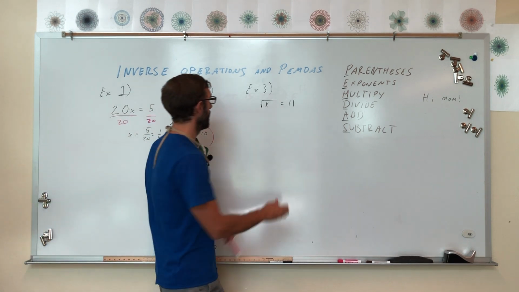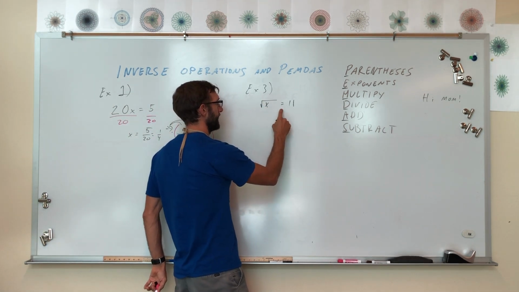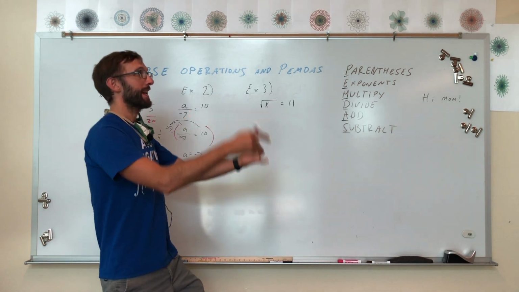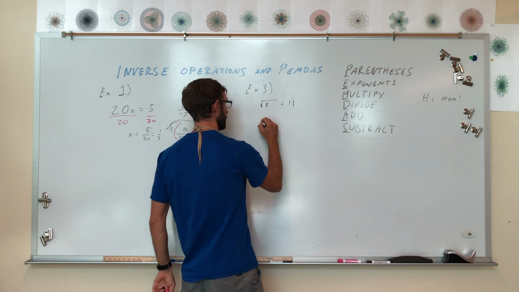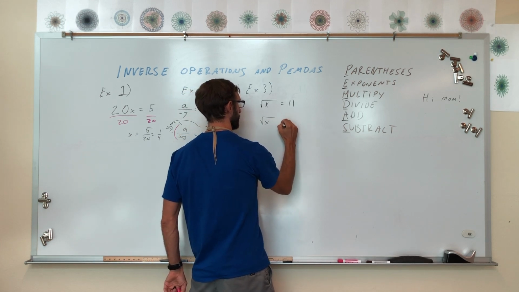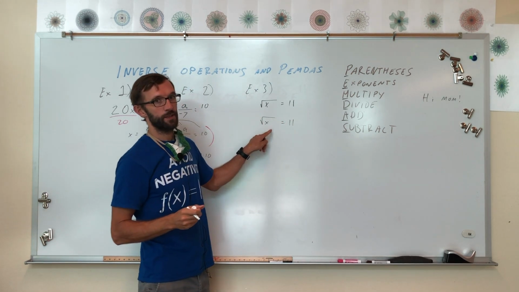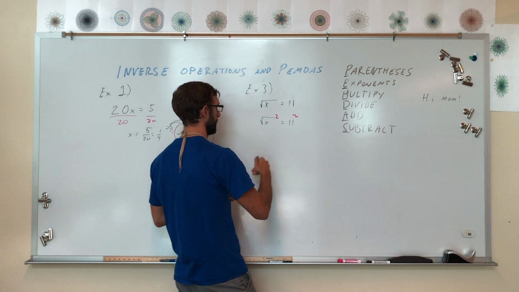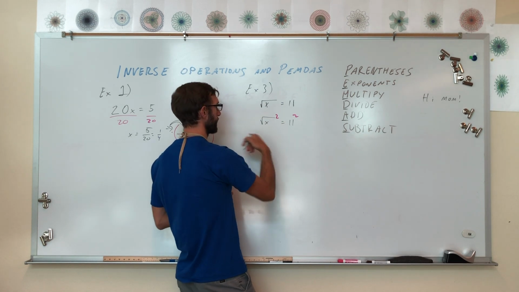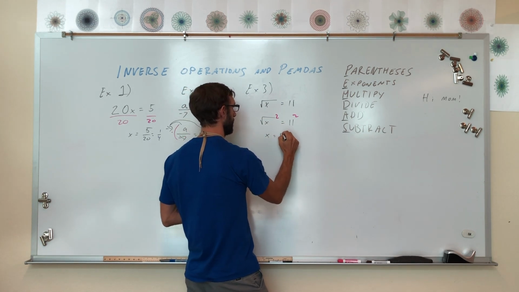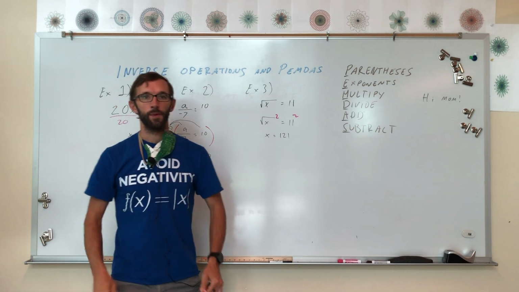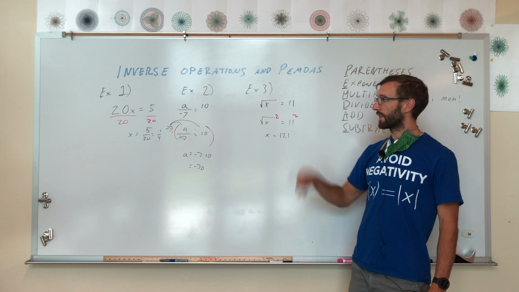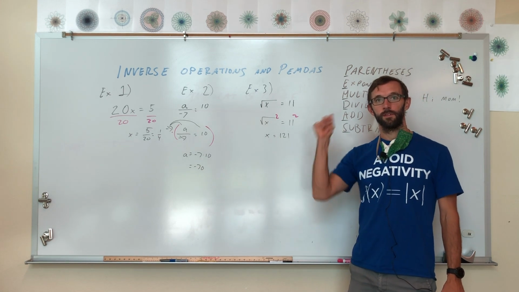All right, example 3. The square root of x equals 11. Well, the opposite of a square root is the second power. So we take this and we square it, because the square undoes the square root, so we have x is 121. Great. Now I'm going to take a second and we're going to clear off this board and do a few extras.